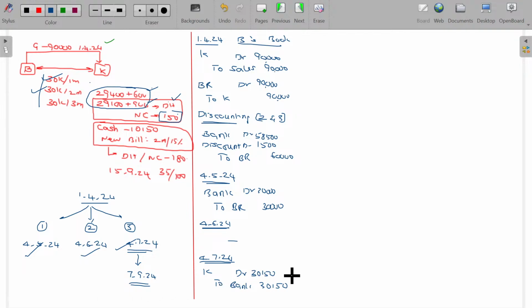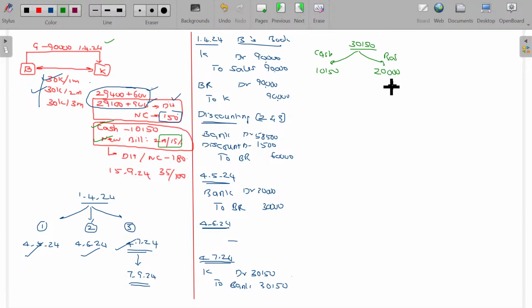And for this, we have two more processes. After the dishonor, we collected a portion of the money, and for the balance, we raised a new bill. 30,150. Out of that, 10,150 we received by way of cash. Balance being 20,000. He demands this 20,000 will be payable 2 months later.